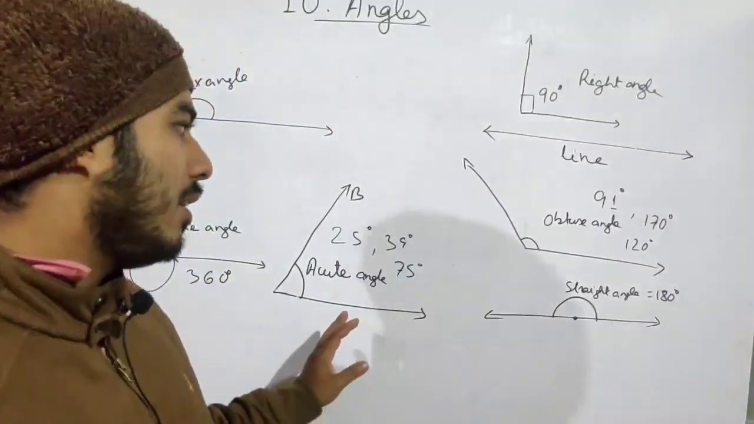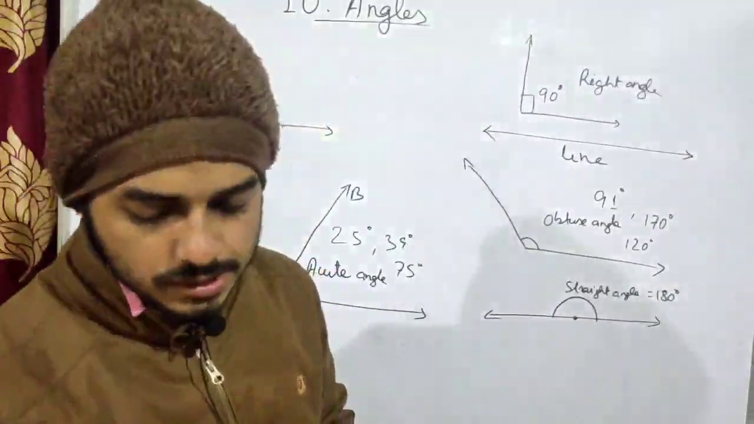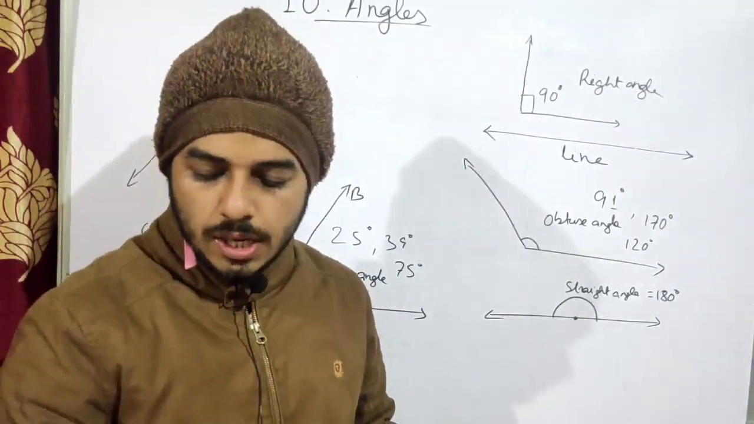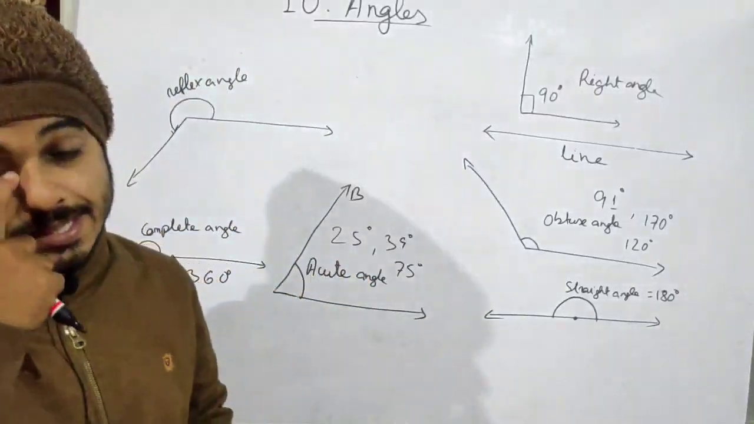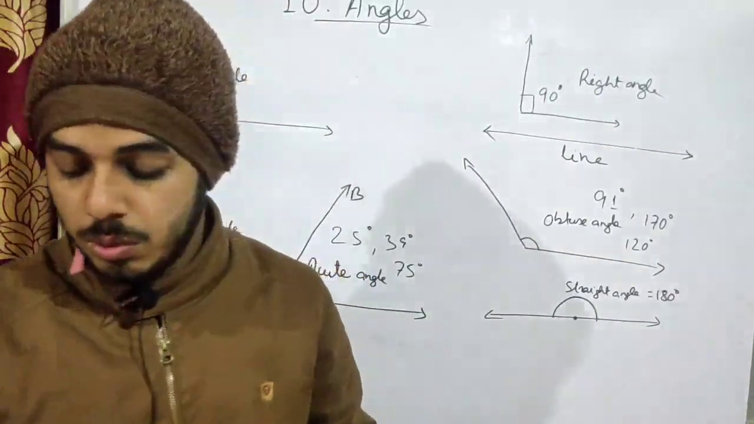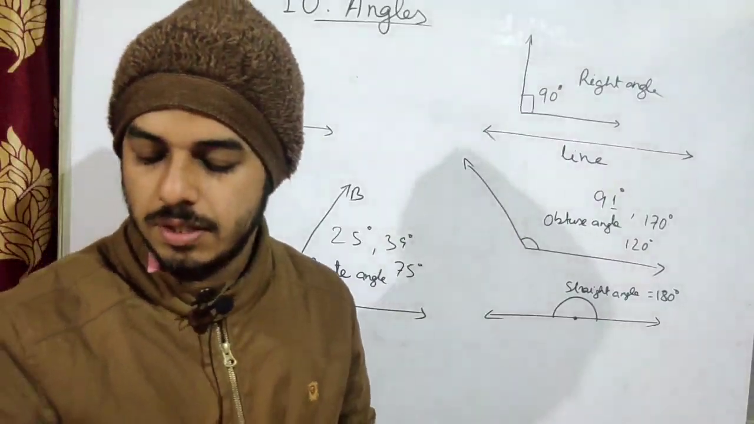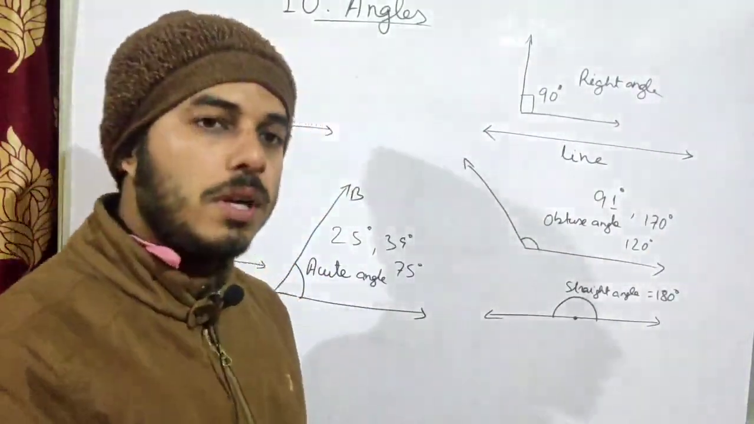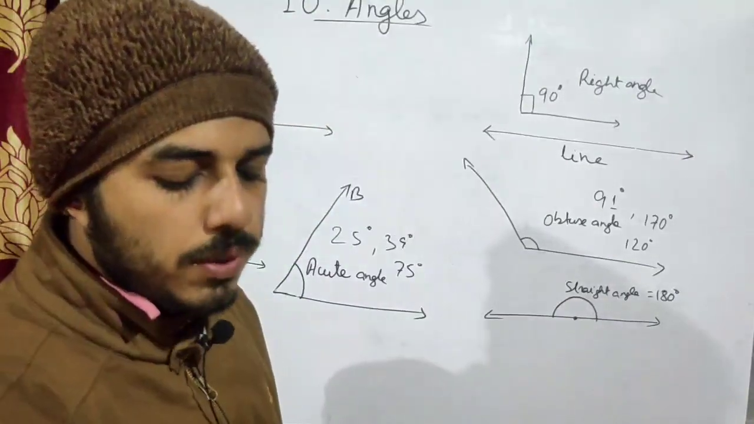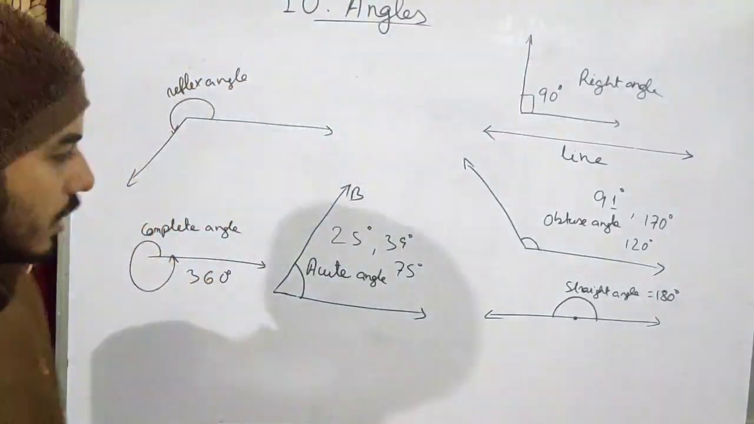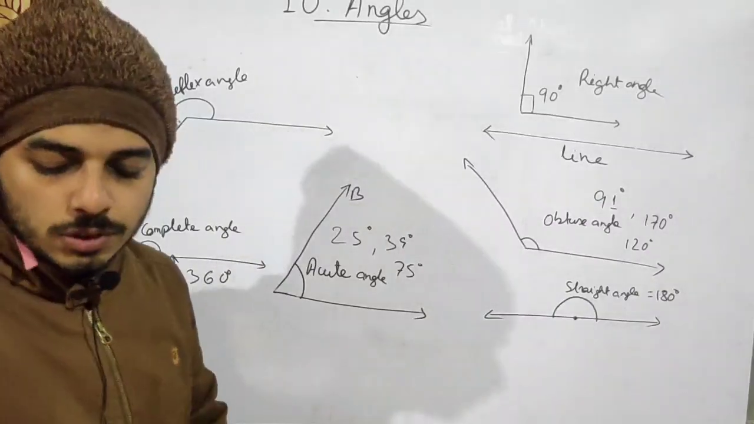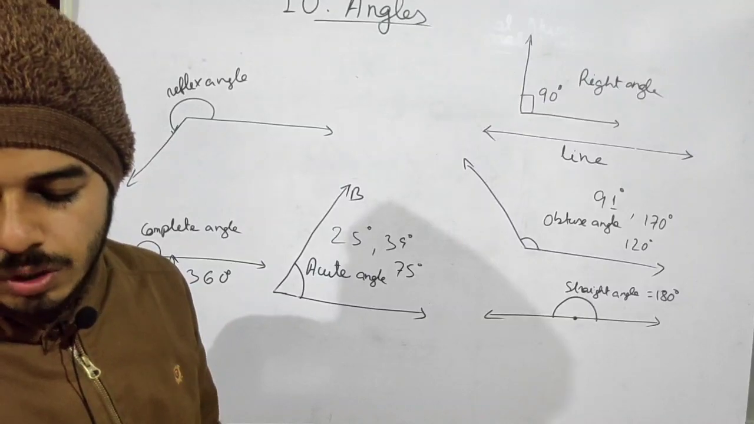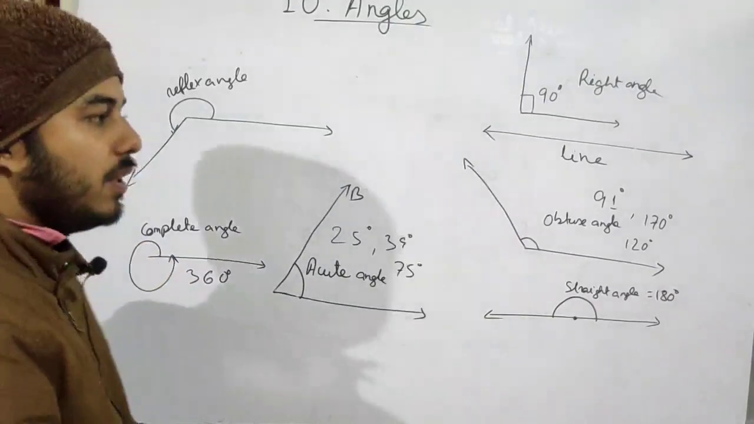These concepts we have already discussed in our class, and I think we have also solved many problems. Now we'll be moving to exercise 10.2. We have two questions left, question number 11 and question number 12. We will solve those two questions and then complete the chapter. The first question: if the points A, O, and B are collinear, find the value of x in the following figures.